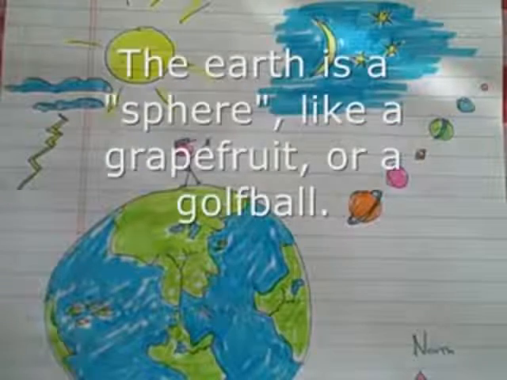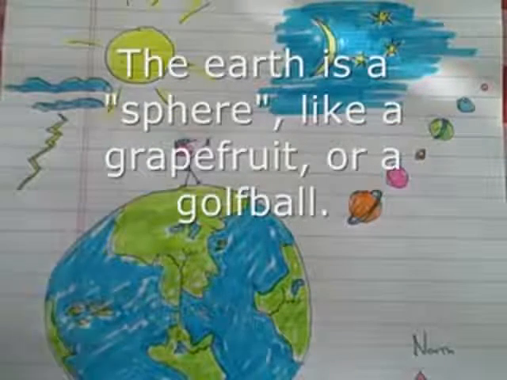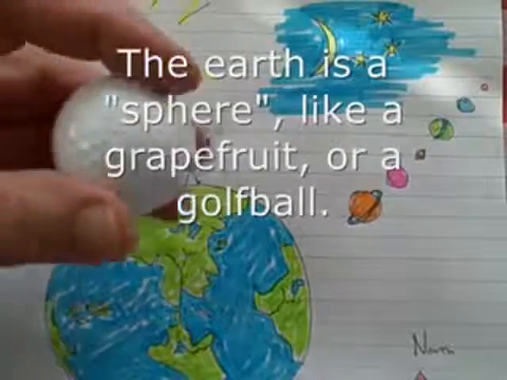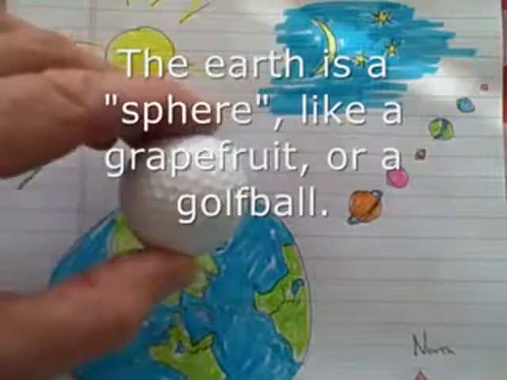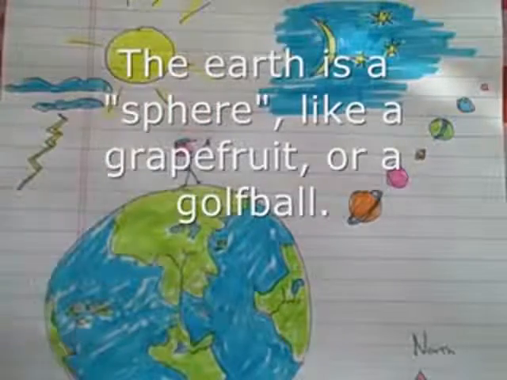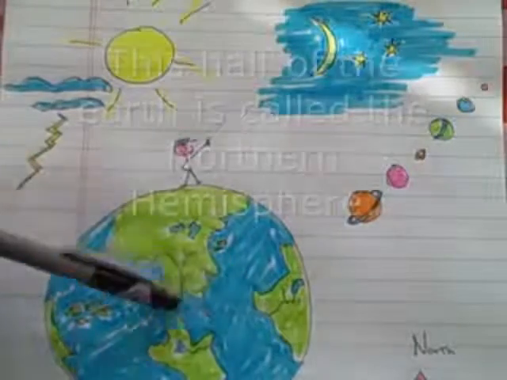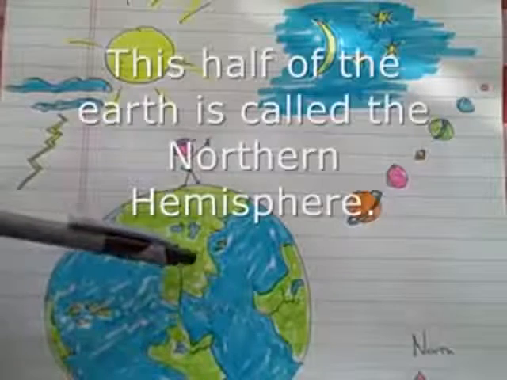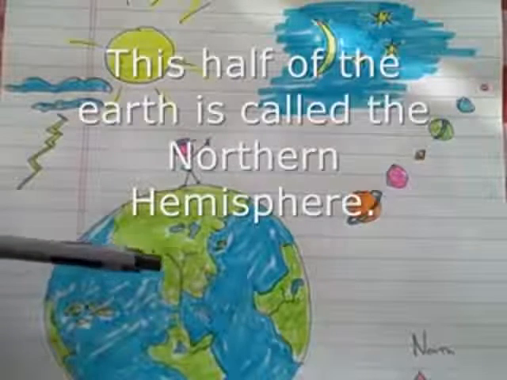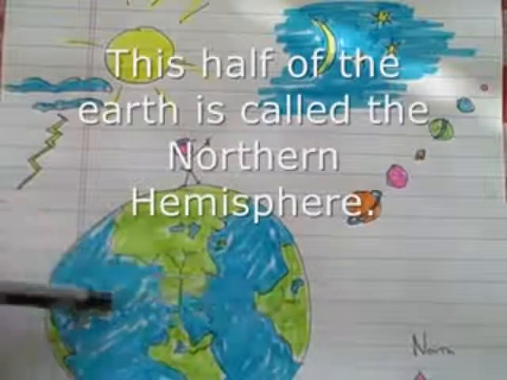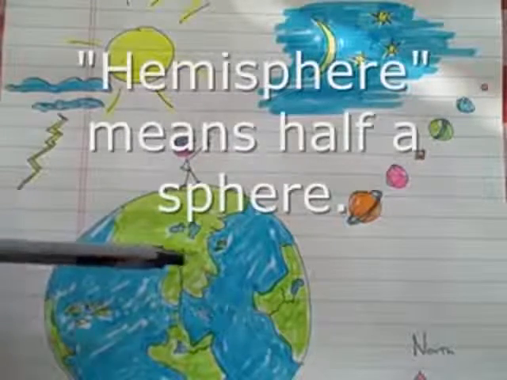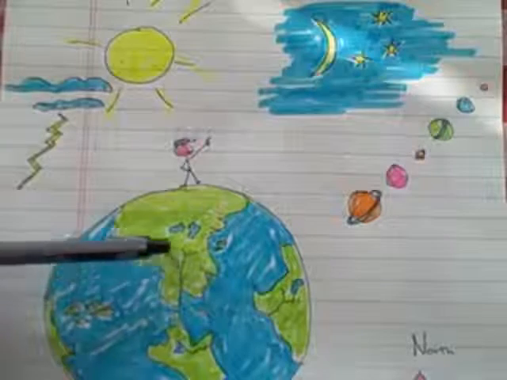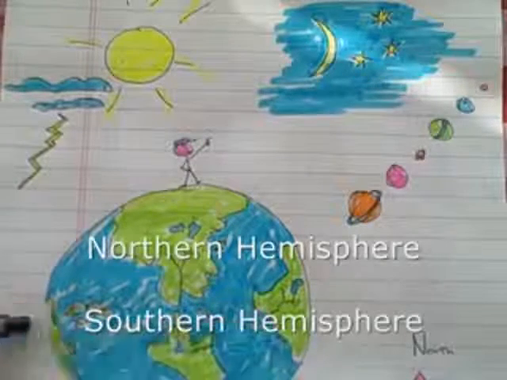The Earth is a sphere like a grapefruit or a golf ball. This half of the Earth is called the Northern Hemisphere. Hemisphere means half a sphere. This is the Southern Hemisphere.